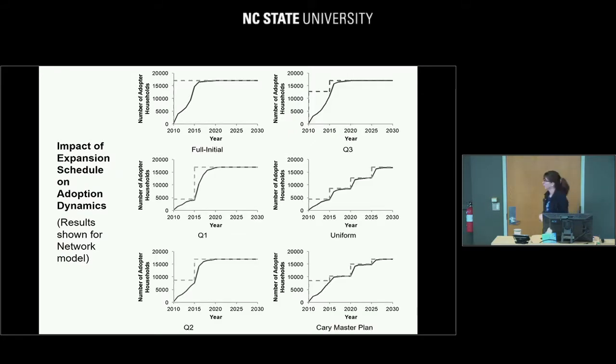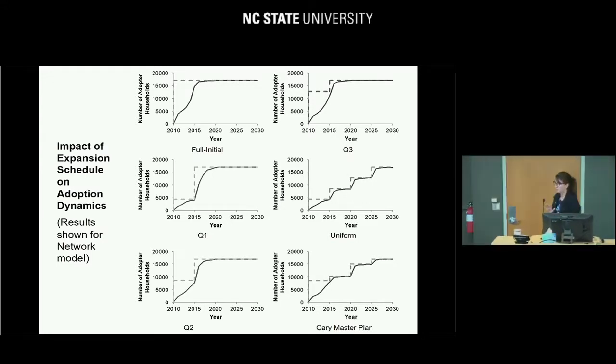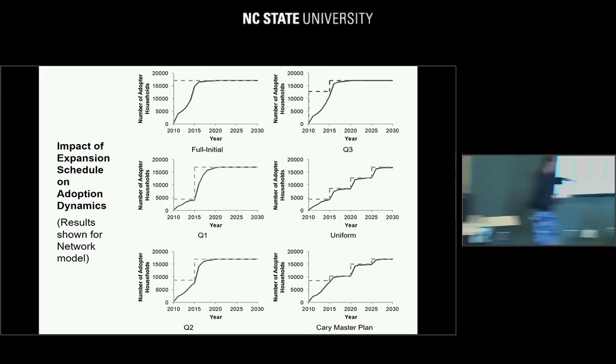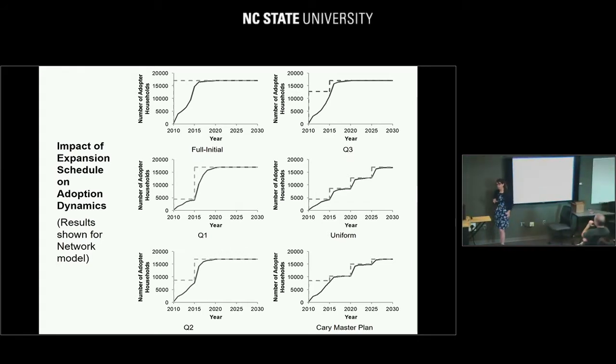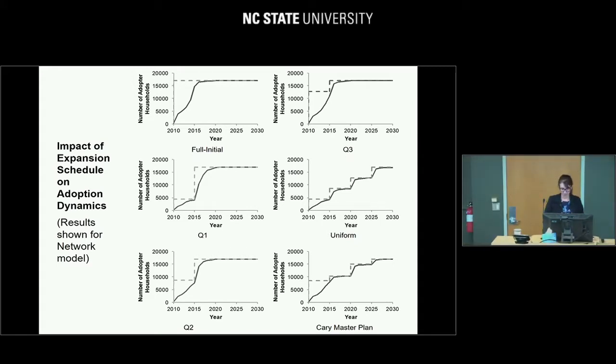Here we looked initially at the full initial. Here's the uniform, which is just that 25% increase every phase. And here's Cary's master plan. What you can start to identify is that we have quick adoption, but in some cases that adoption is tempered by the amount of infrastructure available, so you can see it levels off instead of continuing to increase. With the Q1, Q2, and Q3, there are different dynamics with the amount of infrastructure there and how the adoption dynamics can play out.